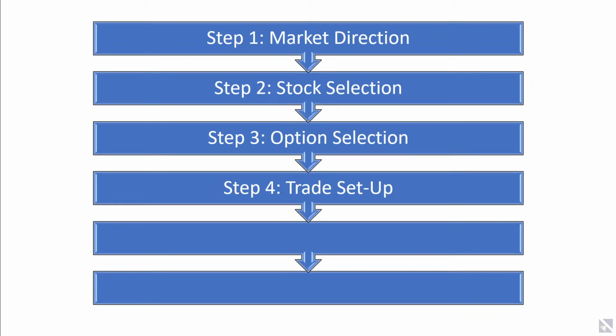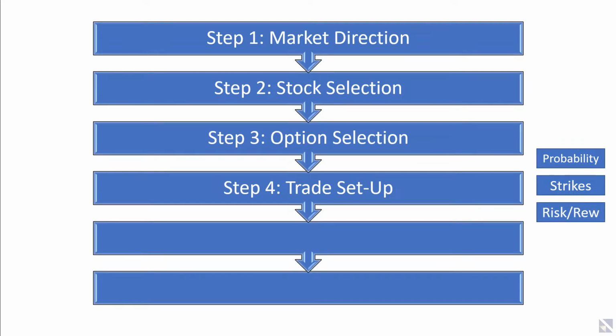Now it's time to set up your trade in step 4. We pick the one that has a high probability of success. How? By picking the strikes that give you the biggest possible credit, but are far enough away from the stock's price that you have little chance of losing. We also want to make sure we have the appropriate and best possible risk to reward ratio.